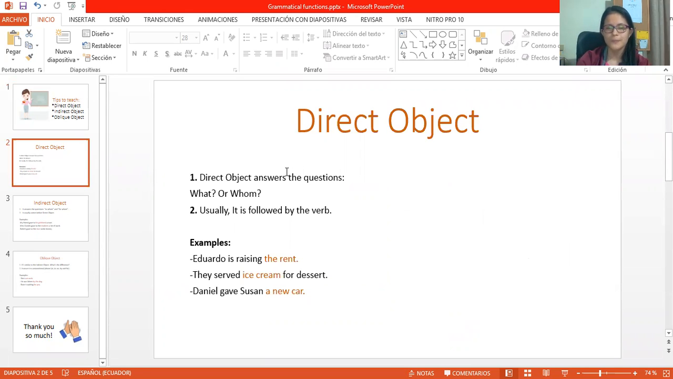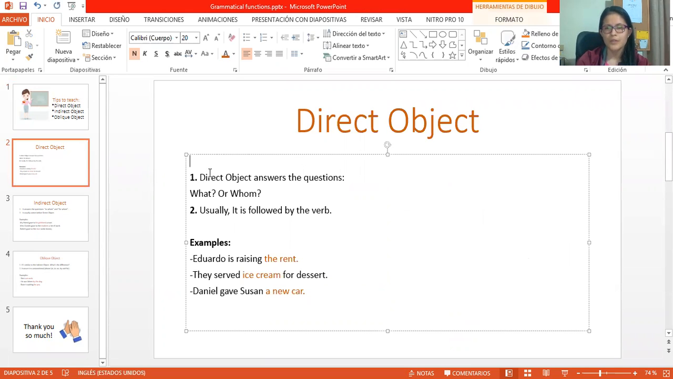Direct object. I prepared two tips to teach about direct object. The first is: direct object answers the questions what or whom. And the second tip is that direct object usually is followed by the verb.